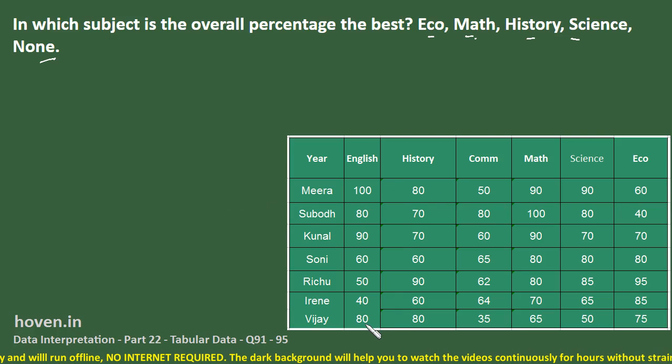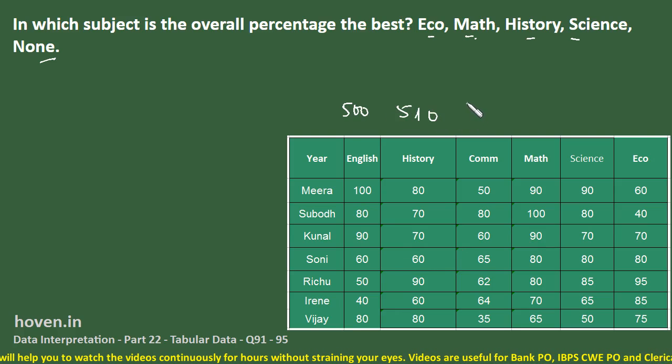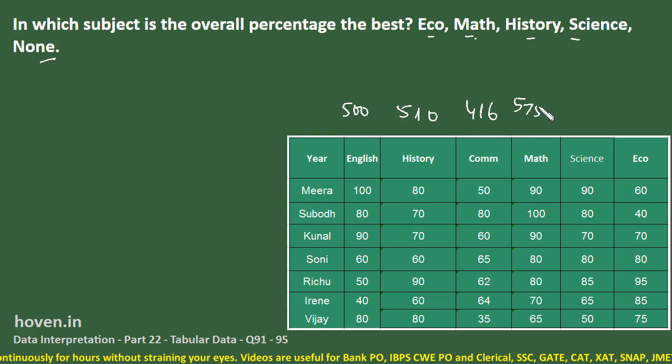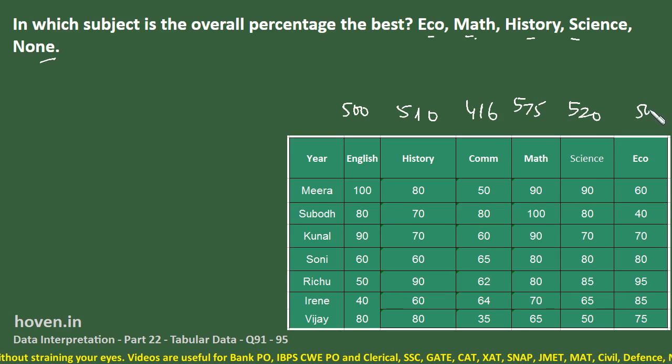It is better to just add all of them. Much better, because this grid is going to be a bit complicated. So when you add all of them, you get 500 here, 510 for this, 416 for this, 575 for this, 520 for this and 505 for this. We have totaled it like this.